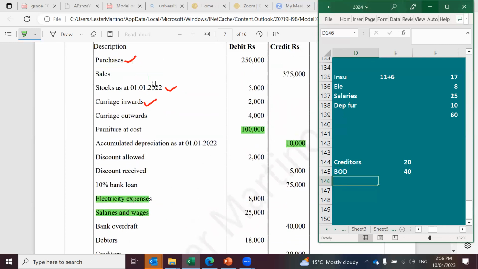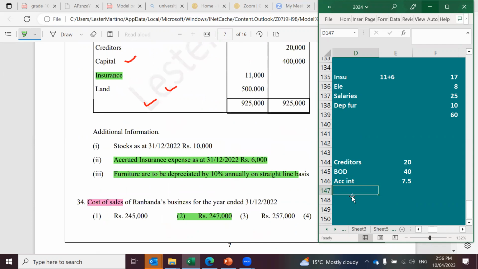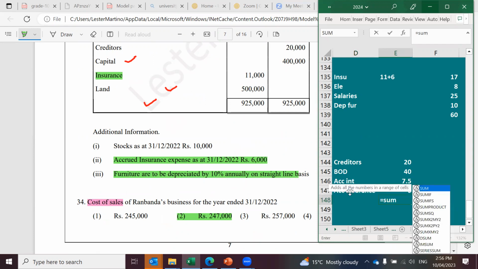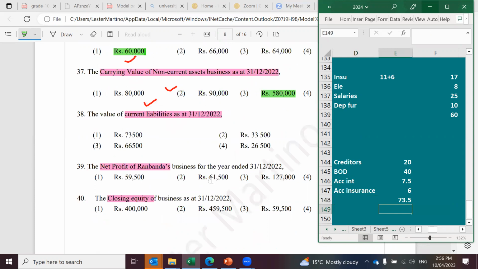Do you have any interest expense paid? No. So the bank loan interest to be paid, accrued interest, is 7.5. Current liabilities include creditors, bank overdraft, and accrued interest. Now let's move to the adjustments. There is also accrued insurance, which is 6. So can you add all of them? 73.5. So the answer is the first one.